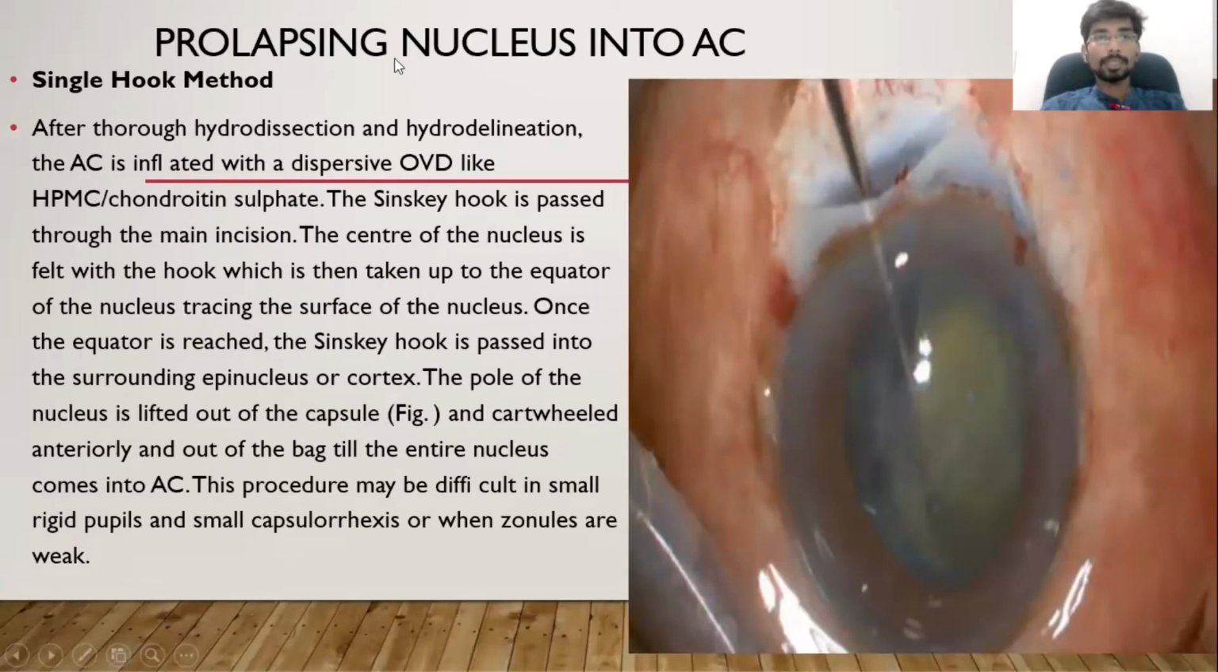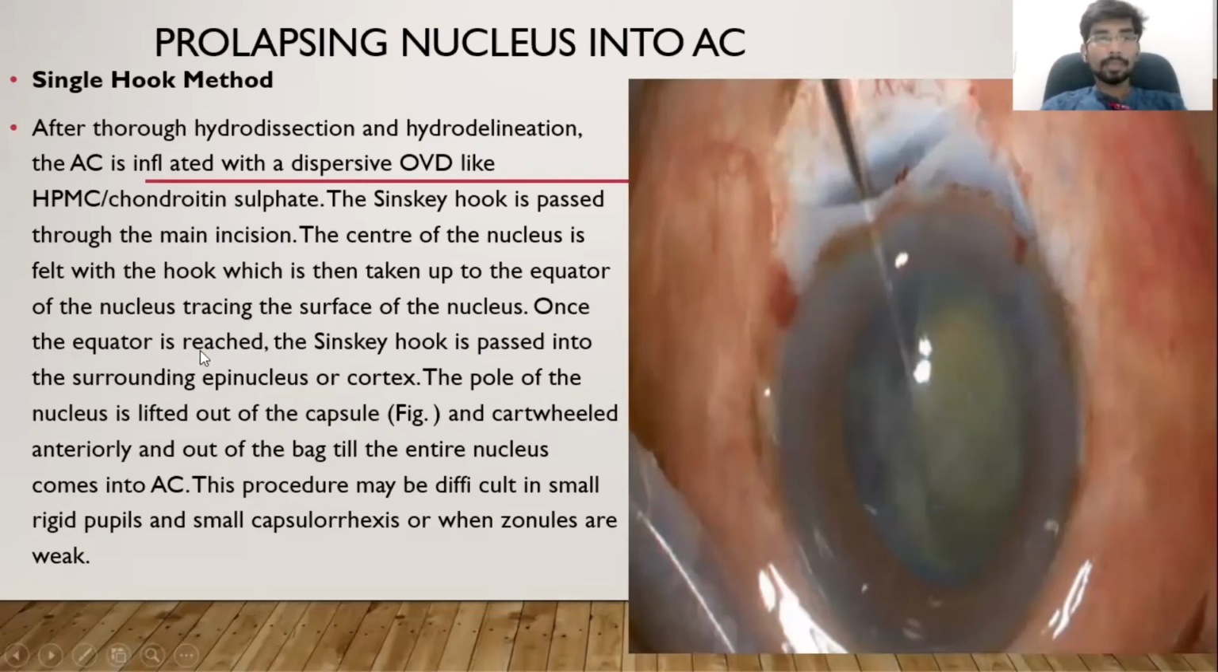Next, prolapsing the nucleus into the anterior chamber by the single hook method. After thorough hydrodissection and delineation, the anterior chamber is inflated with a dispersive like HPMC. A Sinskey hook is passed through the main incision and the center of the nucleus is felt with the hook, which is then taken up to the equator of the nucleus, tracing the surface of the nucleus.